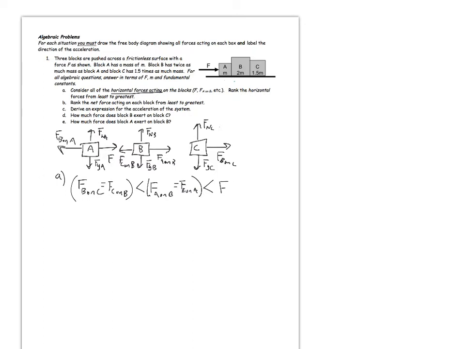All right, I'm going to clear up a little bit of space here and move on to part B. Now we want to rank the net force acting on each block from least to greatest. All right, so in order to do that, thinking about net force, that's another way of thinking about the sum of the forces. And the key there is going to be more mass equals more net force. Okay, all 3 of these boxes are accelerating at the same rate. So the one with the greatest mass is going to have the greatest net force. The one with the least mass is going to have the least net force.